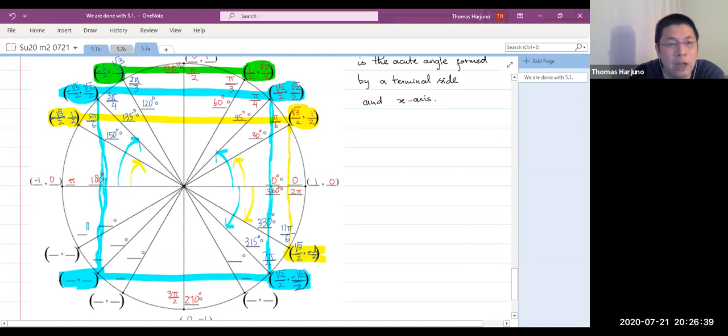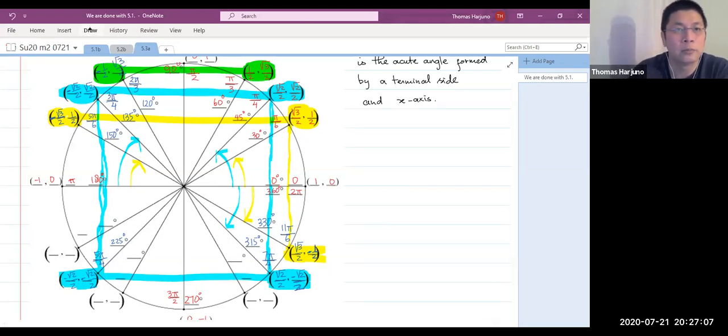Now everybody in that box must have the same coordinate except the plus minus sign. So this will be negative radical 2 over 2, negative radical 2 over 2. The angle is 225 degrees, 5 pi over 4 in radian. How about the yellow one?